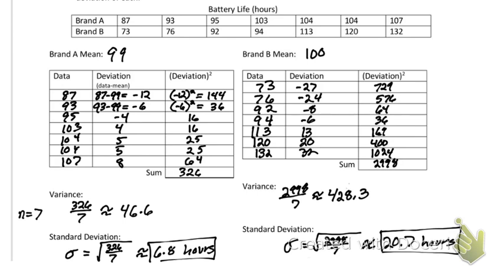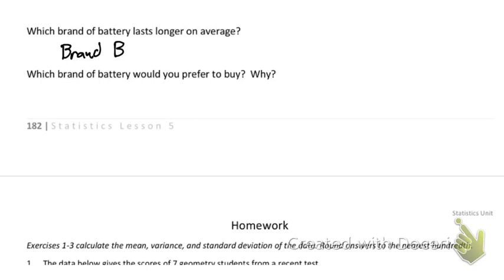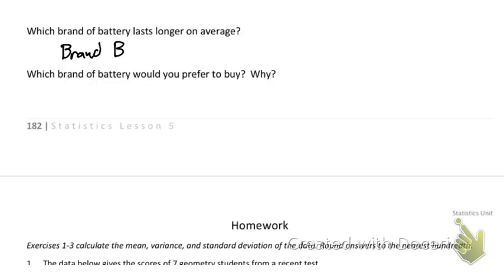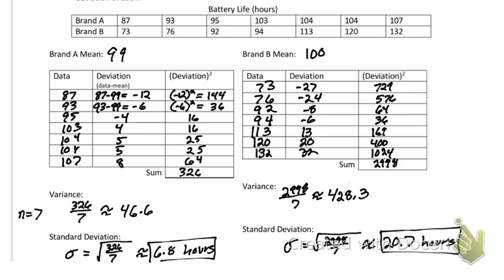All right, so let's go back to that question. The question was, which brand of battery would you prefer to buy? Student: Honestly, brand A, it's more reliable. It's more reliable. And are their means that far apart? They're 1 hour apart. But brand A has kind of a plus or minus of 6.8 hours. I'm going to get 99 hours plus or minus 6.8, where with brand B I'll get 100 hours on average plus or minus 20.